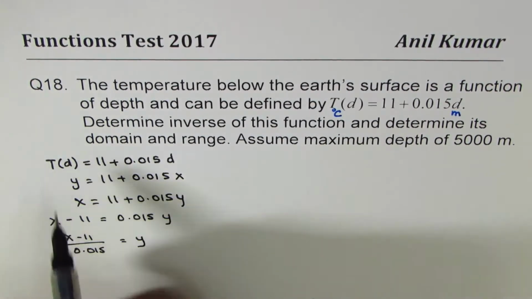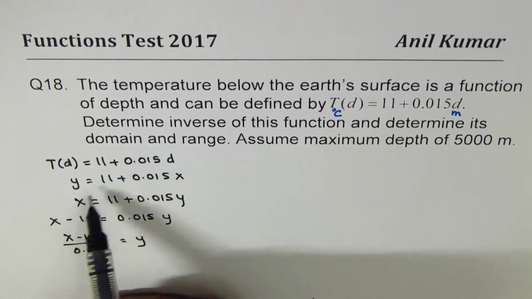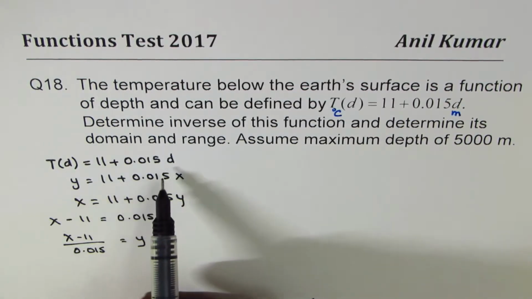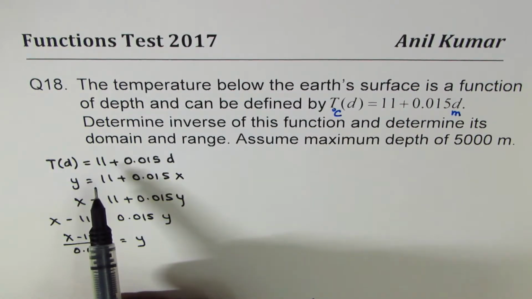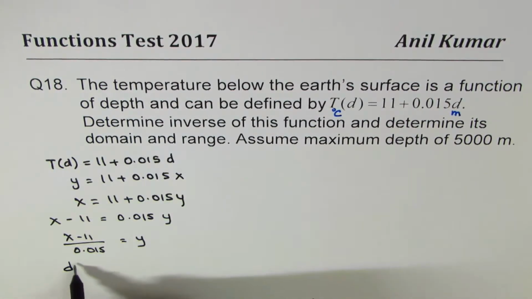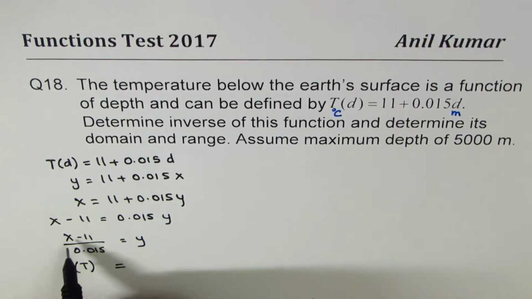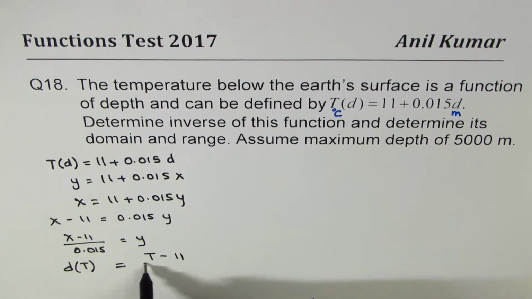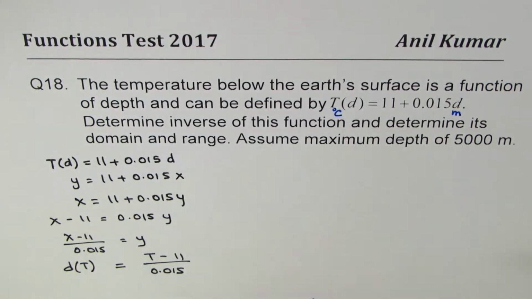Now, since y is t and x is d for us, when we change this, what we get is the distance as a function of temperature. So we could write this as distance as a function of t, that is y, equals, x is t for us, so it is (t minus 11) over 0.015. So that is the inverse function for the given situation.